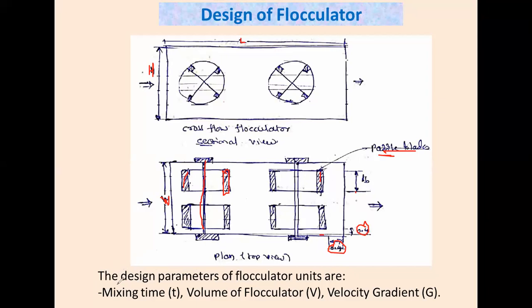What are the different parameters of the design of this flocculator? So let us write it down. The design parameters of flocculator units are mixing time, volume of flocculator V, velocity gradient G. Have you written this one? Shall I take the next PPT? Yes, sir. Okay.